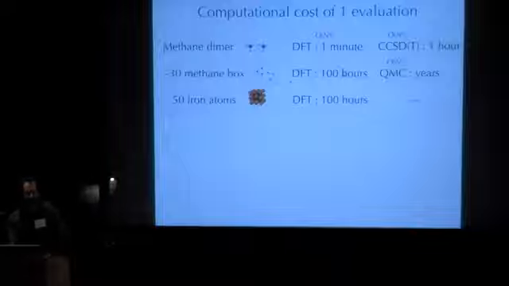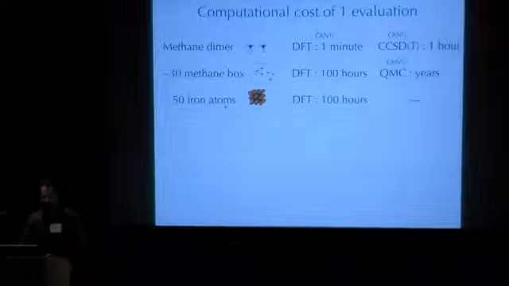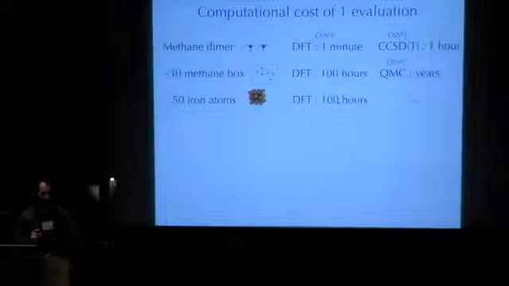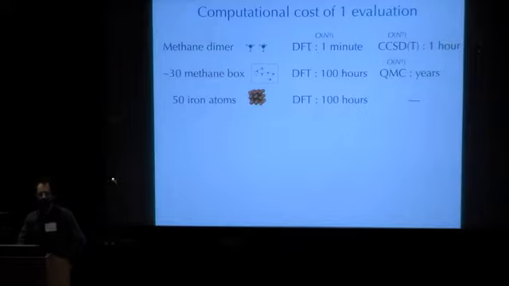And different atoms have different numbers of electrons. Actually, it scales with the number of electrons. So if you take 50 iron atoms, it's again about 100 hours for a single evaluation of that potential energy function. DFT is not good enough necessarily, and certainly for methane it isn't.